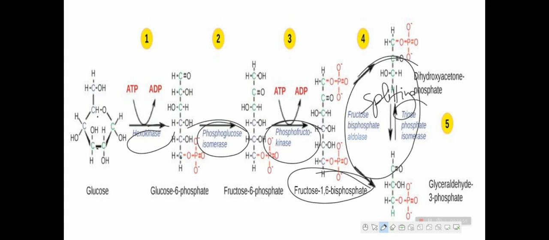Splitting step means the fructose 1,6-bisphosphate molecule is split into dihydroxyacetone phosphate and glyceraldehyde 3-phosphate, and again dihydroxyacetone phosphate is converted into glyceraldehyde 3-phosphate. In the step where phosphate is added, ATP is utilized. Remember this. And kinase enzymes are used. Okay. Understand? This is the energy requiring phase.